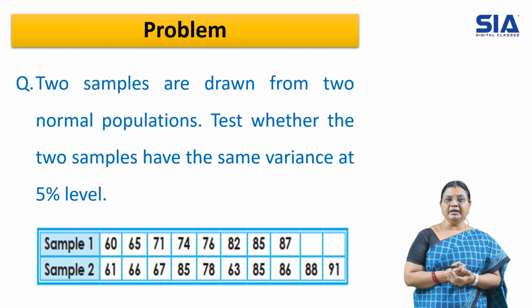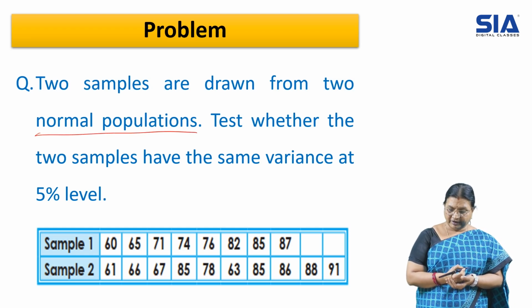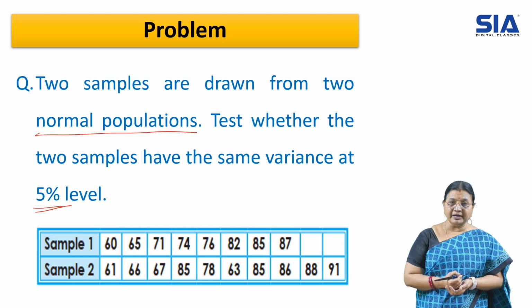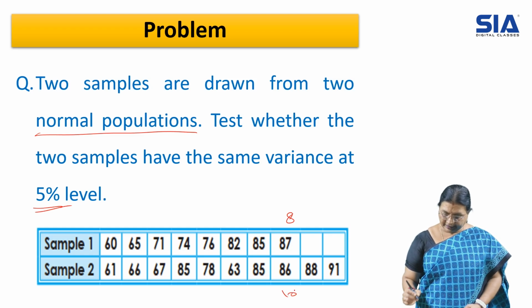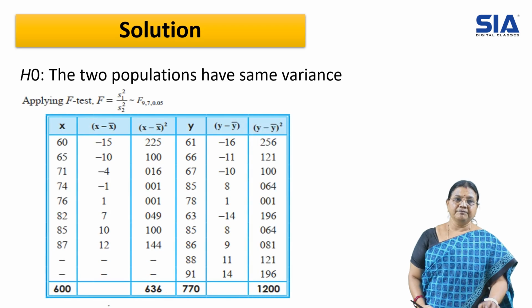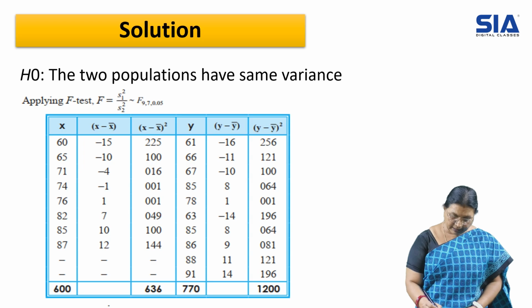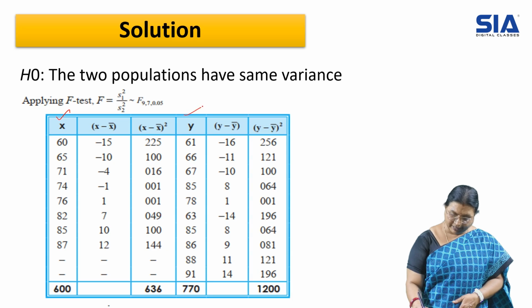Then this is the problem given. Two samples are drawn from two normal populations; test whether the two samples have the same variance or not, at the 5% level of significance. Sample 1 is given with 8 observations and sample 2 is given with 10 observations. The first sample is X, and the second sample is Y.